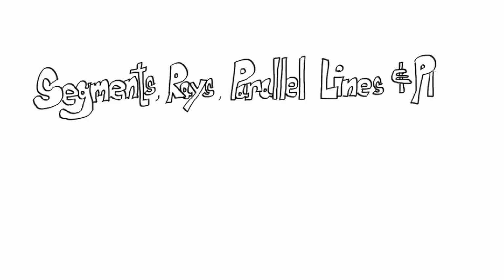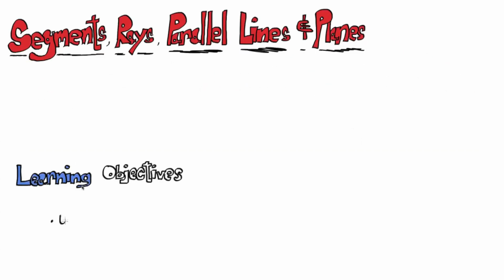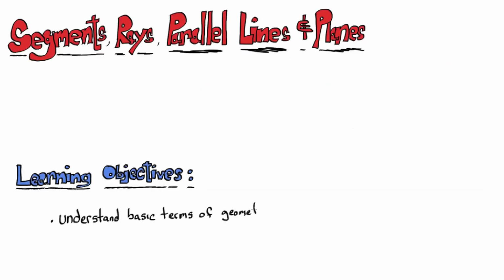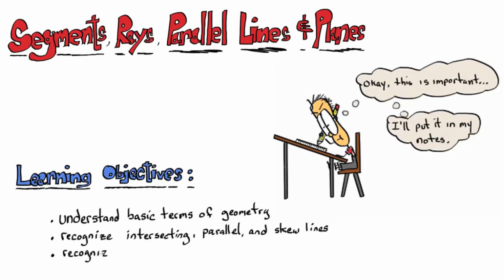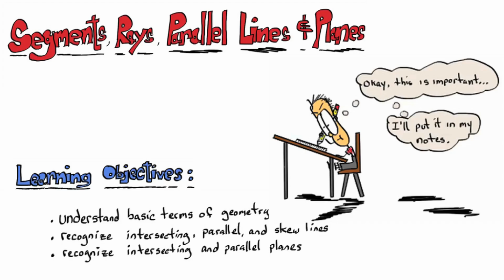Segments, rays, parallel lines and planes. Our learning objectives are to understand basic terms of geometry, recognize intersecting, parallel and skew lines, and recognize intersecting and parallel planes. So let's start with some vocabulary.